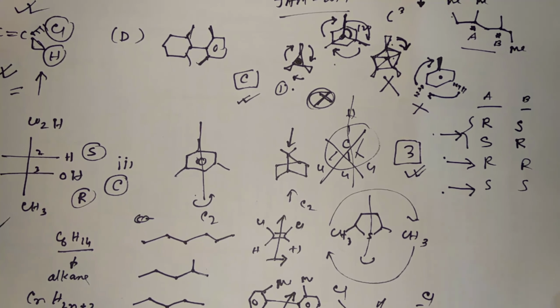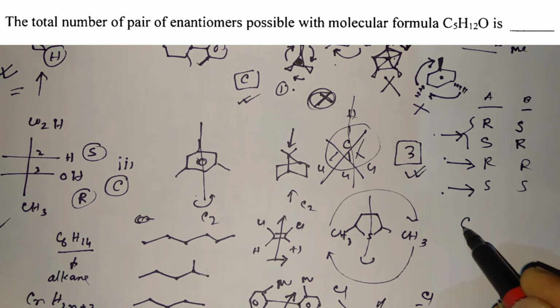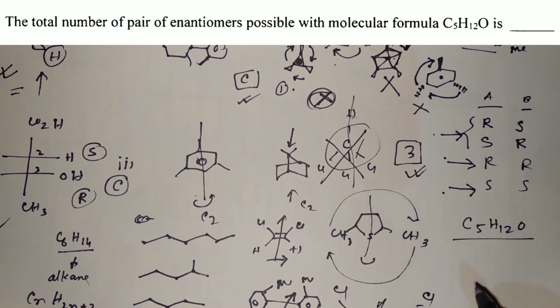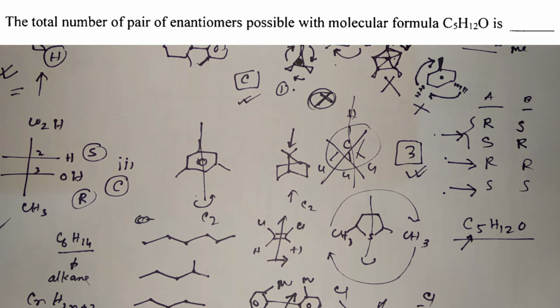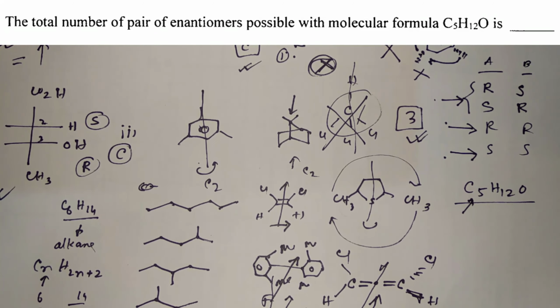So coming to the next question: the total number of pairs of enantiomers possible with the molecular formula C5H12O, which will be the final answer. So the answer will be the number of pairs of enantiomers. That means the structure should have chiral centers for this formula, right? So the different options will be like this. I am drawing the different options.